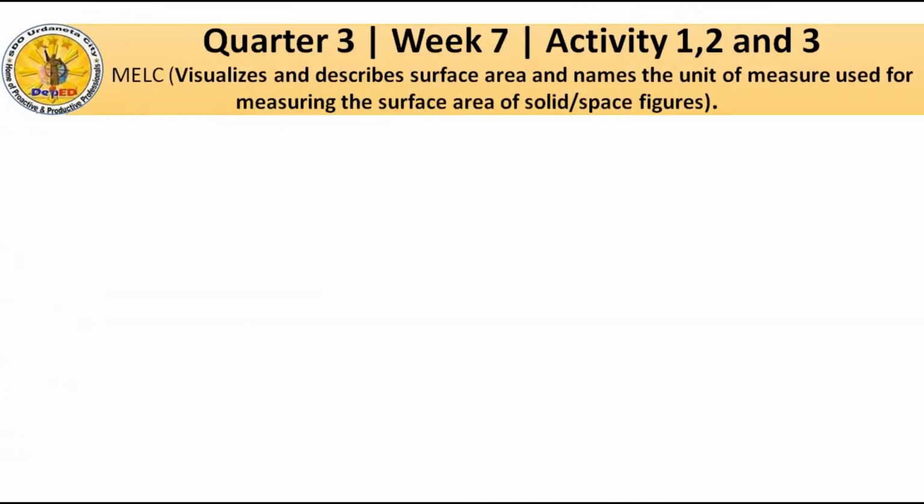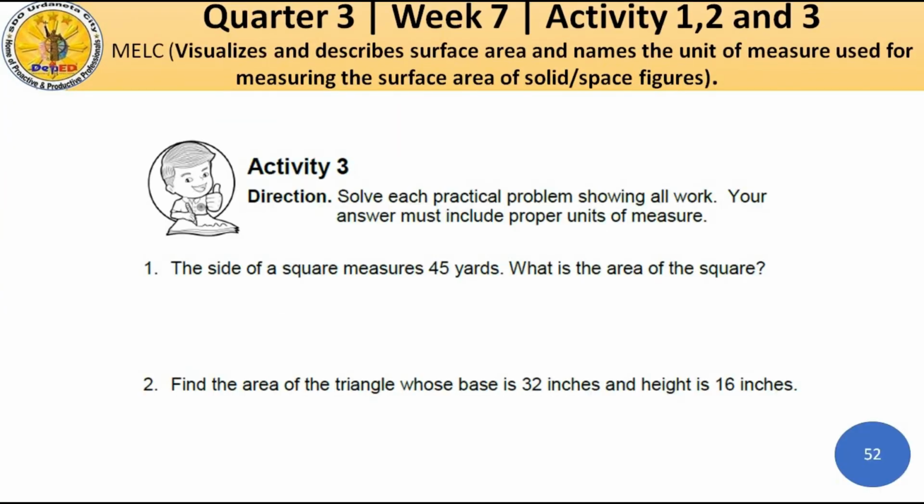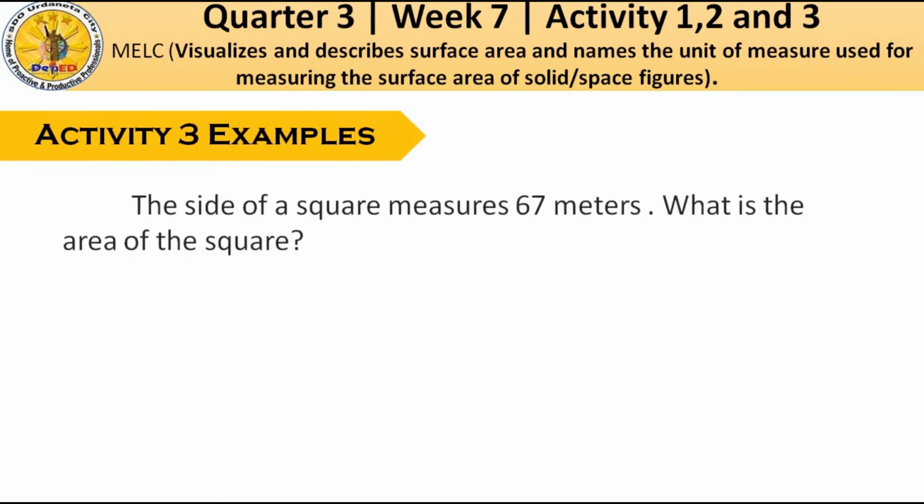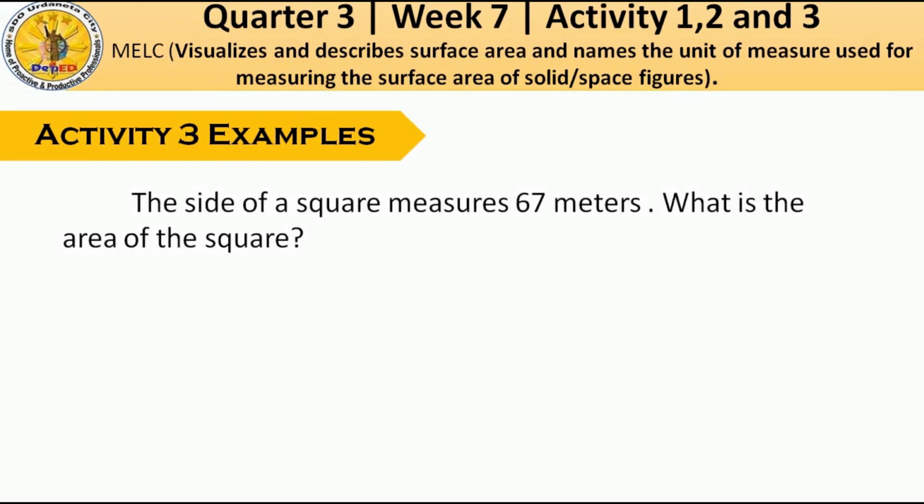And now, let's try the last activity, which is activity 3. The direction says, solve each practical problem showing full work. Your answer must include proper units of measure. So again, I have here another example. The problem is, the side of a square measures 67 meters. What is the area of the square?